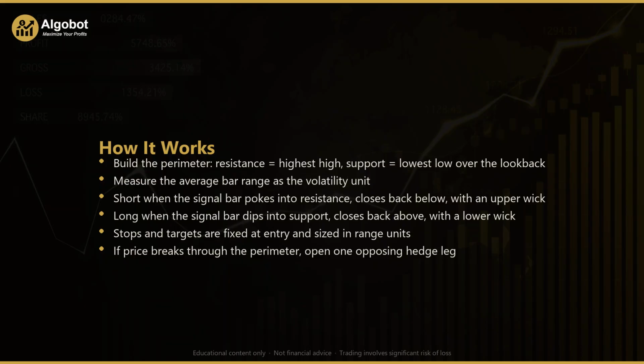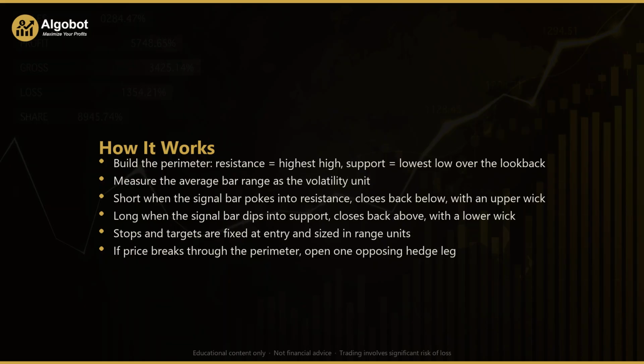Exits are fixed at entry and sized in those range units. For a short, the stop loss sits just beyond the rejected resistance, at resistance plus a multiple of the average range, while the take profit sits back toward the middle of the range. The long is, again, the mirror. A minimum broker stop distance is always respected.